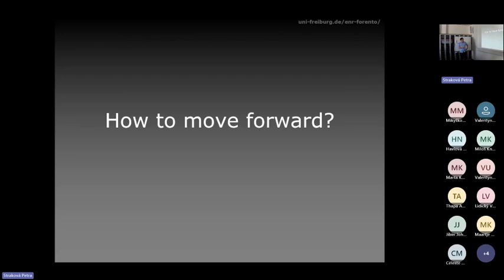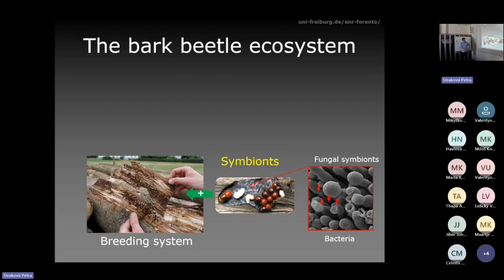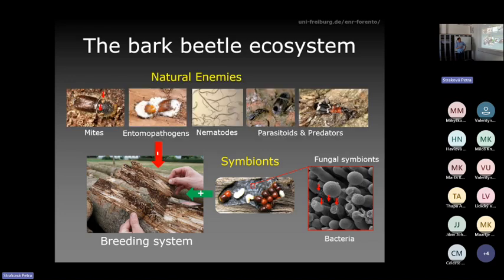Okay, how to move forward? I think it's quite meaningful to really study the bark beetle ecosystem more closely. So what organisms occur within these nests. I've explained to you there are some fungal symbionts in this nest. There are also bacteria. We also started to study some of these bacteria in these nests. And there are also many natural enemies within these tunnels which have not been really explored much. So there are mites, endopathogenic fungi, nematodes, parasitoid predators, and actually viruses also have not been studied in bark beetles, although they are known in some other insects to be really super important for regulating population density.